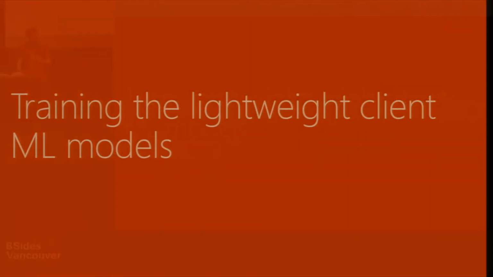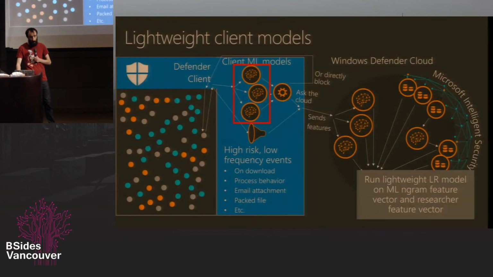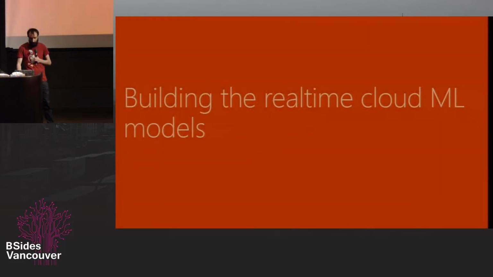The client-side model is focused on being highly performant. We've got a highly performant engine for running logistic regression models, so it's optimized towards low memory usage as well as low CPU costs when scanning content. And that's what's paired with our heavier model in the cloud.